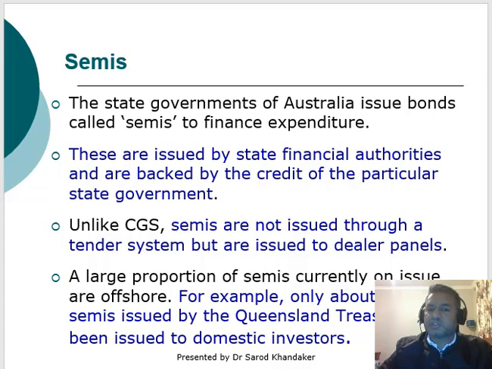Also note that Commonwealth Government bonds, or T-bonds, are risk-free, however, semis are not risk-free. A large portion of the semis currently on issue are offshore. For example, half of the semis are issued by the Queensland government in Australia.